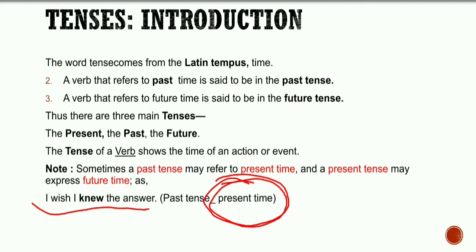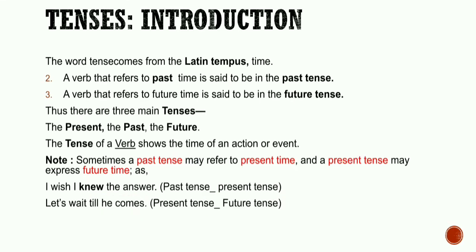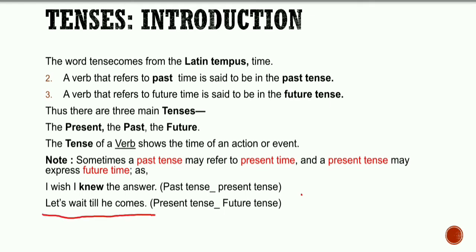Secondly, let us wait till he comes. The sentence is written in, sorry, not future, in present. Let's wait till he comes. It is written in the present, but it is giving the meaning of what? Giving the meaning of future. So be cautious about the usage of the tenses. Sometimes a past tense may refer to present time, and a present tense may refer to future time.